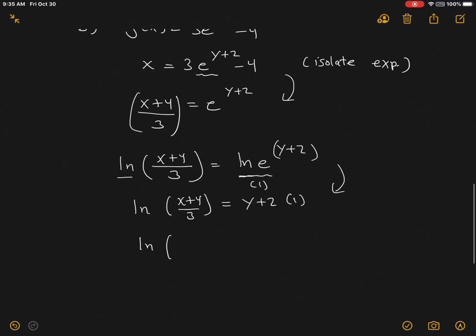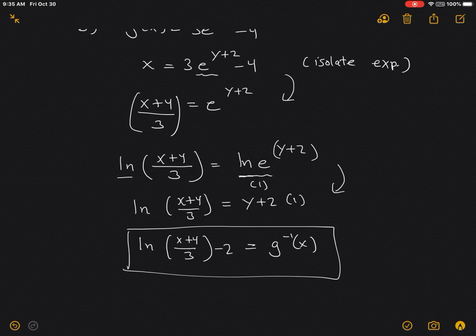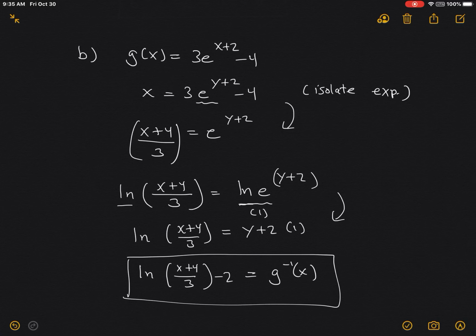Finish up this problem. You have x plus 4 over 3, and I subtracted by 2, and I'm going to call this g inverse of x.